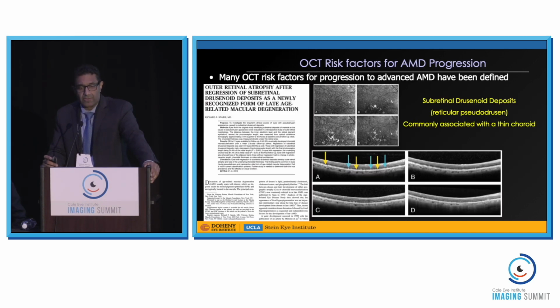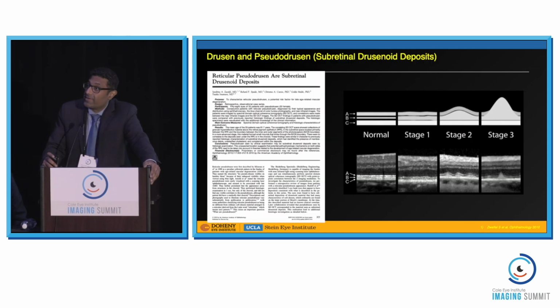Now, another risk factor that's been shown to be an important biomarker is the presence of subretinal drusenoid deposits. And there's actually a staging system for these lesions. In stage 1, they're barely appreciable above the RPE band. And you can imagine with standard resolution OCT, they may not be that easy to see when you're just at that stage 1. And in fact, that is the case.